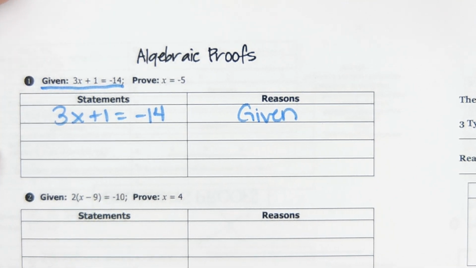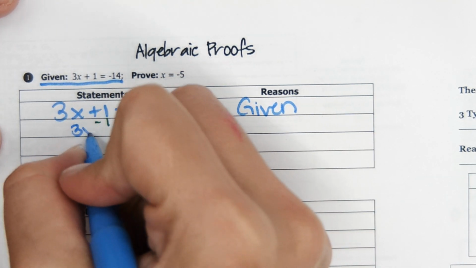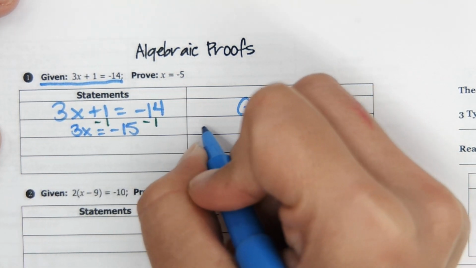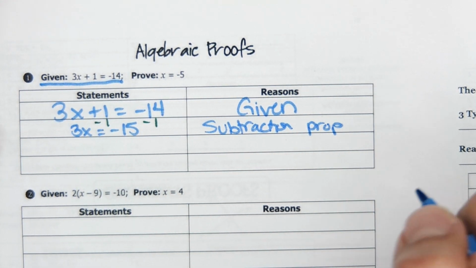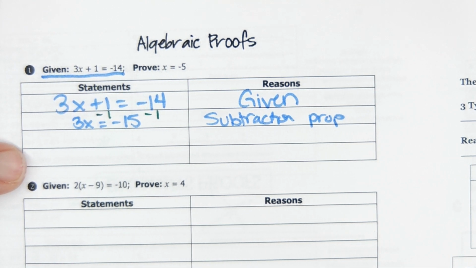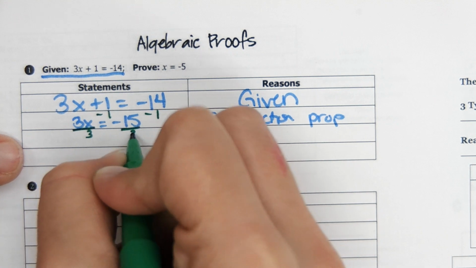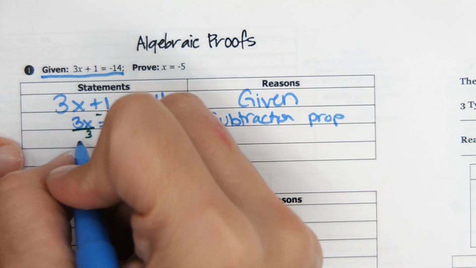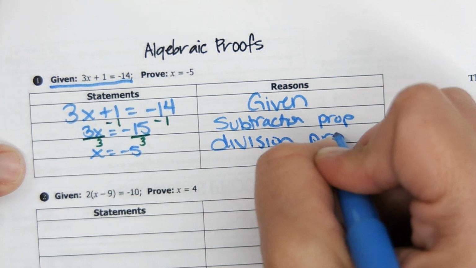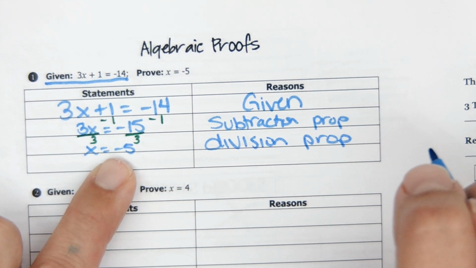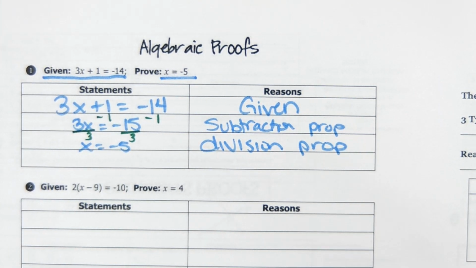Okay, so first step in solving this would be subtract 1 from both sides. So I'd get 3x equals negative 15. And so the reason is subtraction property. Then from here, divide both sides by 3. Get x equals negative 5, and that would be division property. And that's all. Once you get to the prove statement, which is x equals negative 5, that's what I got. We're done.